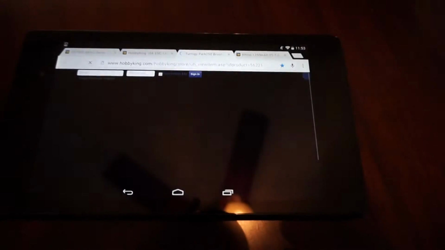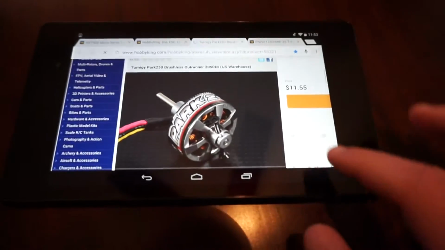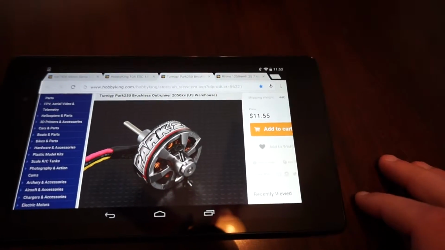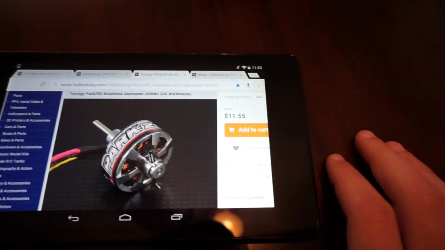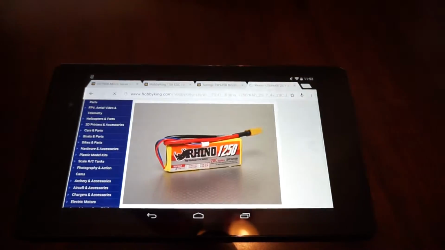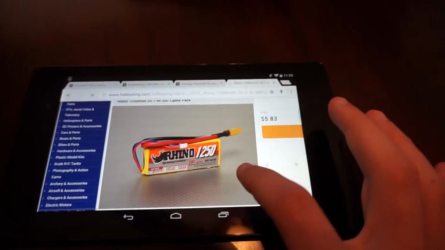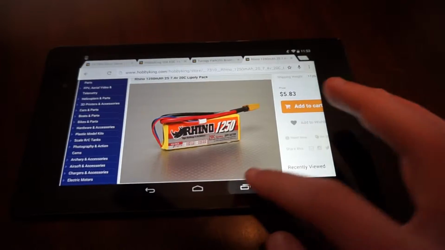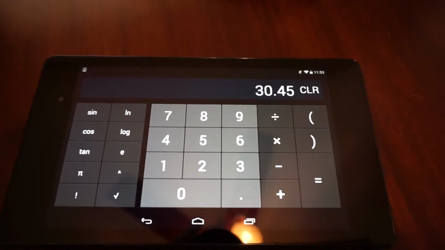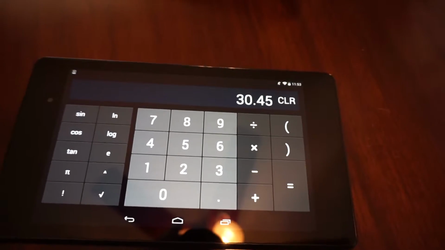$709. And then we have the motor, which is a Turnigy Park 250. It's 2050 kV, and it's 1155. Hard to kind of see there. And the battery is a 7.4 volt 1250 mAh, so that's 583. And when you add all that up, it equals just $30 for everything.